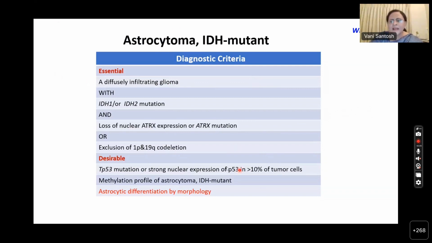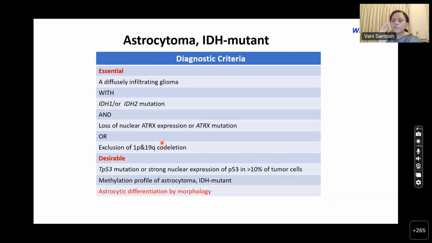The essential criteria is that it's a diffusely infiltrating glioma with IDH1 or 2 mutation and loss of nuclear ATRX expression or ATRX mutation, or exclusion of 1p19q codeletion. Sometimes this ATRX loss cannot be identified properly, or sometimes it need not be there also due to a different type of mutation. In such a situation, you should do 1p19q and show that there is no codeletion.